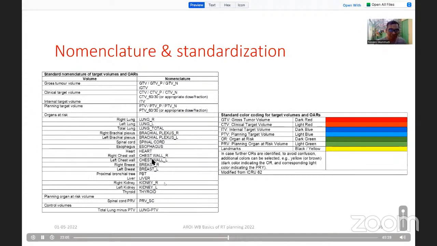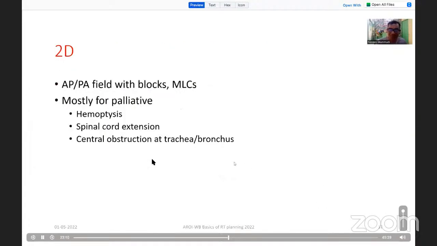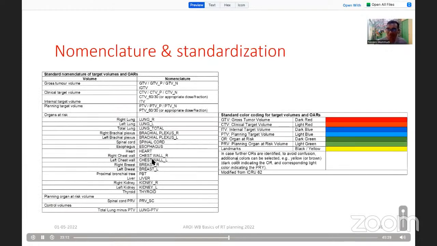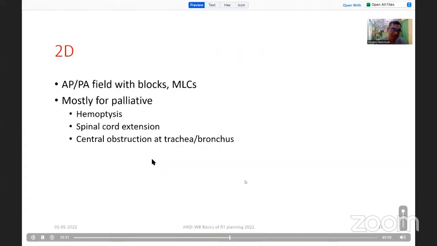This is how we name our organs. This is how we name our target organs. This is how we color them. Sometimes this is important because you need to have a uniform way, because you get accustomed to seeing these contouring names and colors over a period of time.